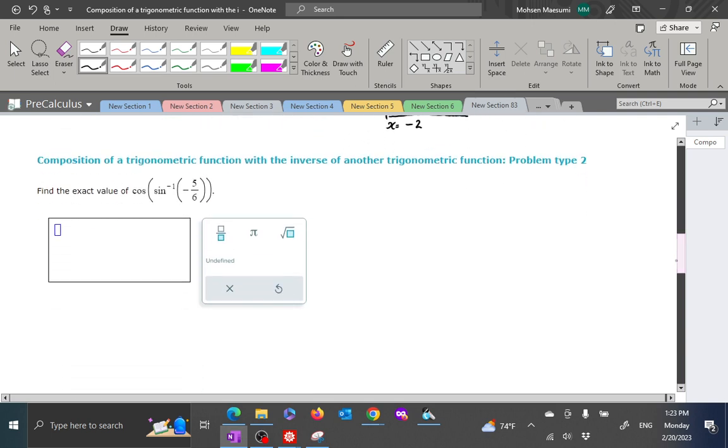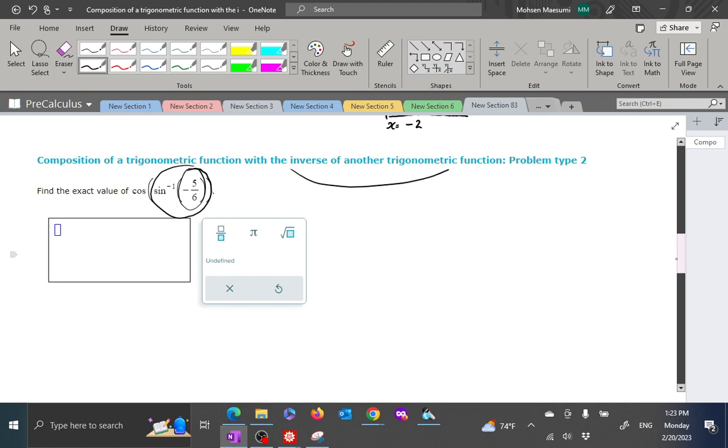Cosine of sine inverse of minus 5/6. So some number is given, and then we apply an inverse trig function to it. That's my inverse trig function. Outside comes another trig function. So a trigonometric function and the inverse of another trigonometric function. That's what we are referring to. These are two different ones. The previous lecture had both of them.